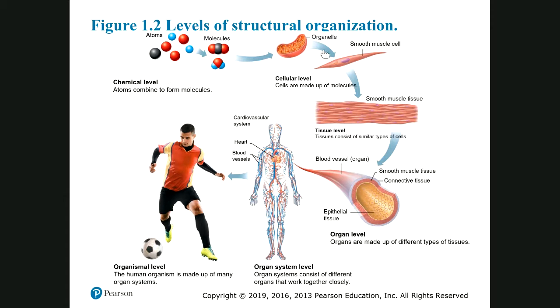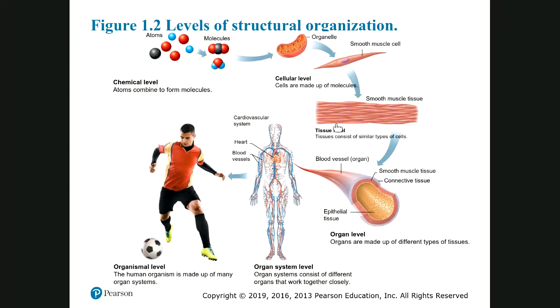That will then produce our cellular level, and our cells are the smallest components of living structures within the human body. We have millions and millions of cells within the body, and they have microscopic structures called organelles. And so that is our cellular level. Cells are made up of molecules, meaning that they're made up of the chemical level. So without the chemical level, we wouldn't have our cellular level. And without our cellular level, we wouldn't have our next level, which is our tissue level.